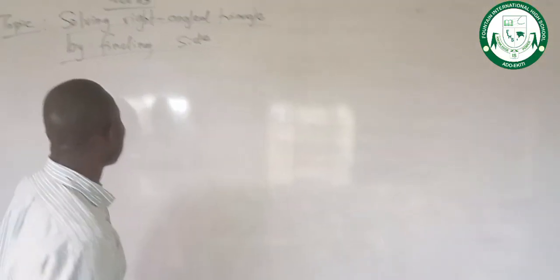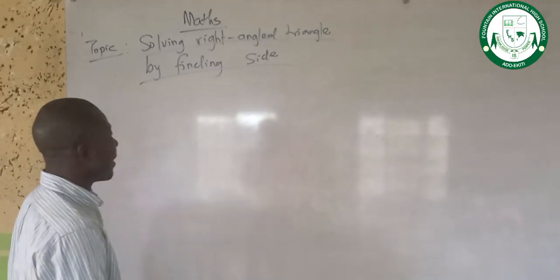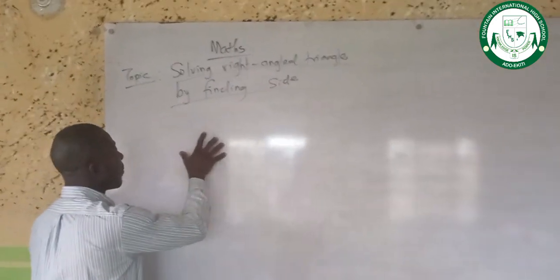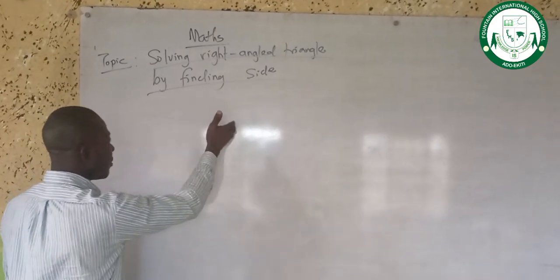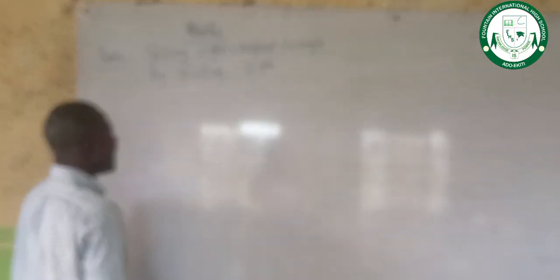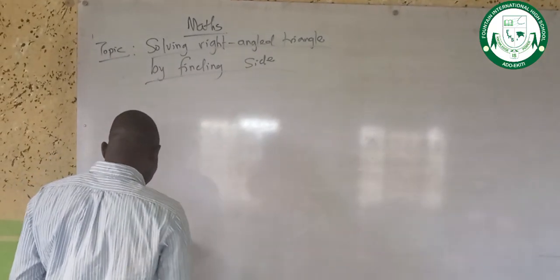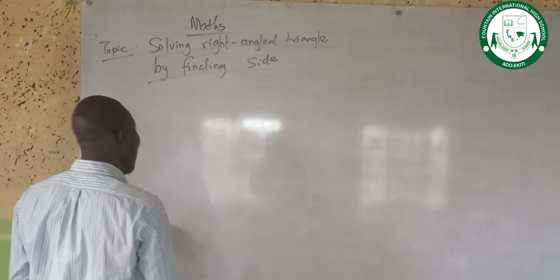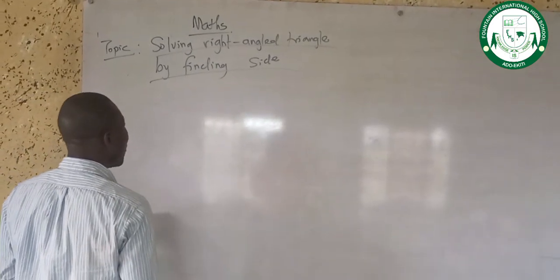Today, as you all know, we are looking at solving right angle triangles by finding sides. On this topic, we use right angle triangles to solve any problem related to an angle or the sides in any given triangle. For example, if the question says that we should find the value of the marked side or sides in the following triangle, we should find the sides that have been marked.